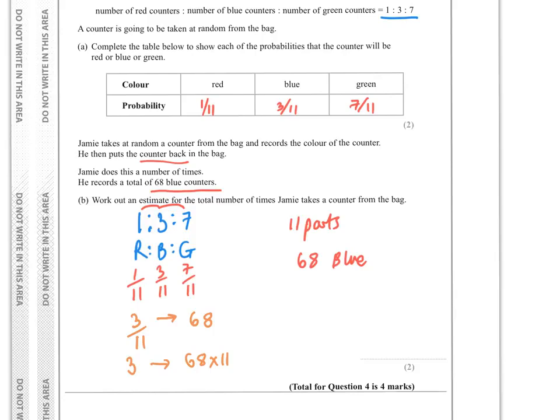proportion. And then if we divide both sides by 3, then our final answer will be this on the calculator, which we can do. So if I do 68 times 11 and then divide by 3, I will get 249.3 recurring. So I'm going to just round it down to 249 times, because it's only an estimate, don't forget, and that will be my answer.